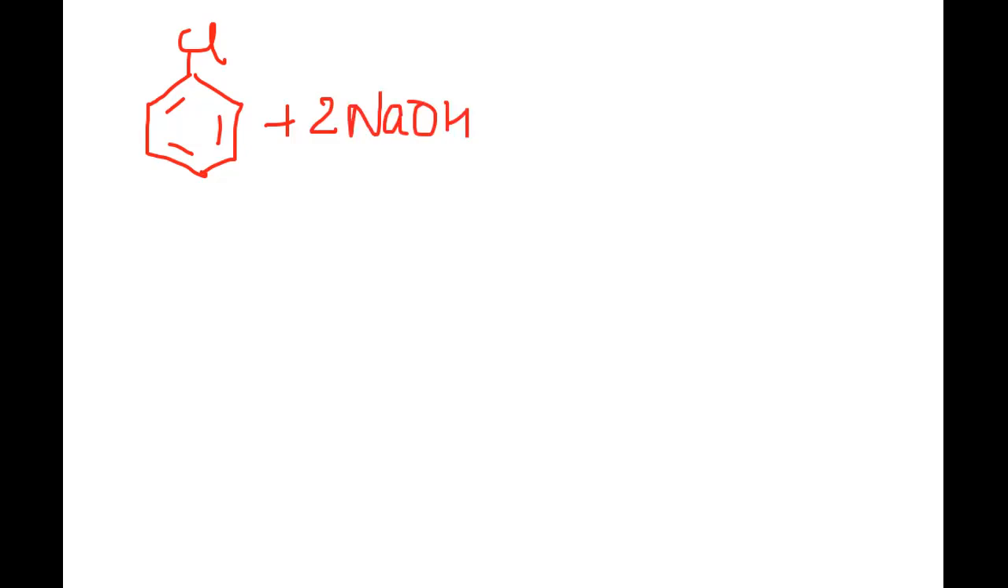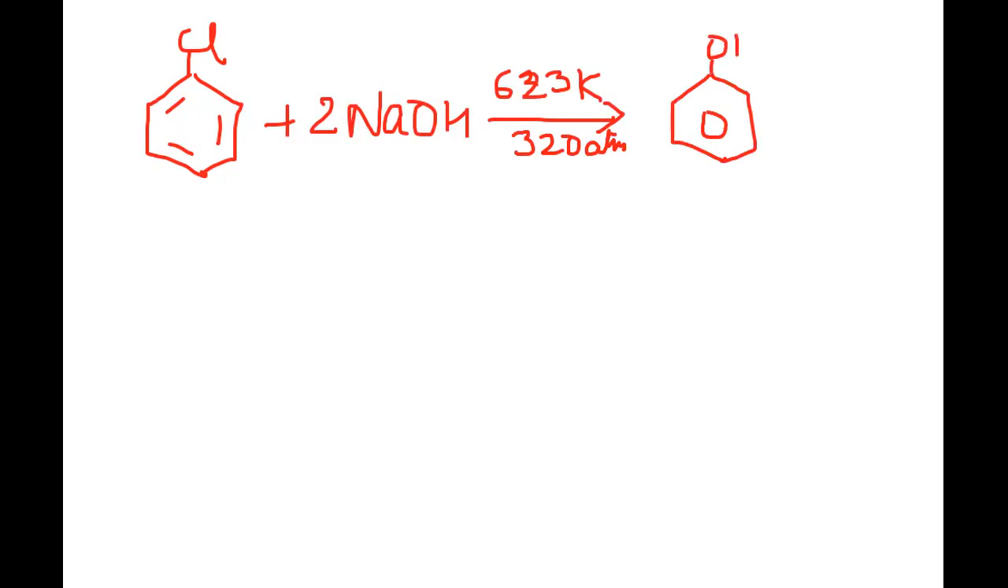And then this, under high temperature and pressure, you can exactly mention the temperature. This is actually 623 Kelvin and 320 atmospheric pressure, or you can just write high temperature and high pressure. This is going to form a sodium phenoxide, which upon distillation with HCl, or when it is treated with HCl, will give the phenol. So this is what you get here.